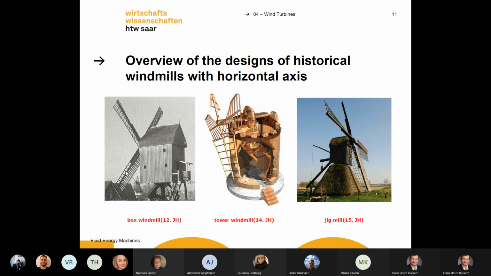Okay, here the so-called box windmill from the 12th century. The house was built so that it can be rotated here on the axis. It was more or less a modern windmill. Then we have this kind of tower windmill from the 14th century and a jig windmill from the 15th century. So you see, this technique is quite old. It's not really a new technique.